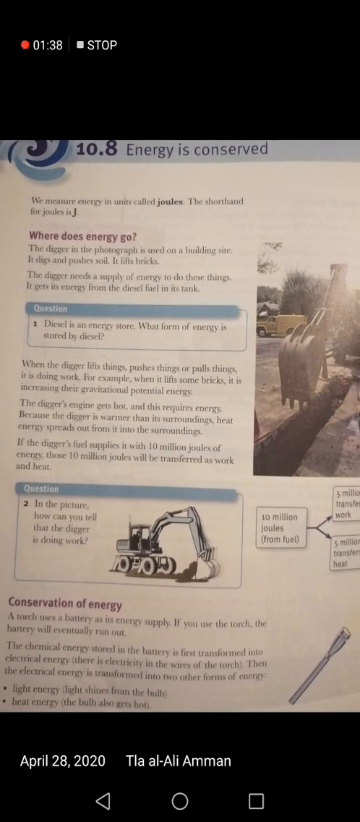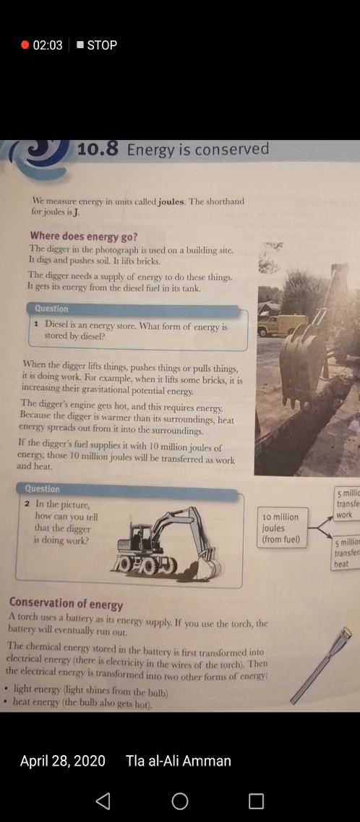When the digger lifts things and pushes things or pulls things, it is doing work. For example, when it lifts some bricks, it's increasing their gravitational potential energy. The digger's engine gets hot, and this requires energy too. Because the digger is warmer than its surrounding, heat energy spreads out into the surrounding. So we can see many different transformations of energy. We can see it here.